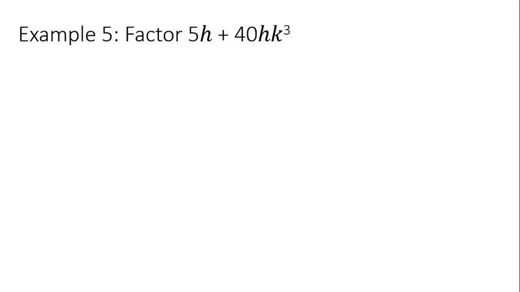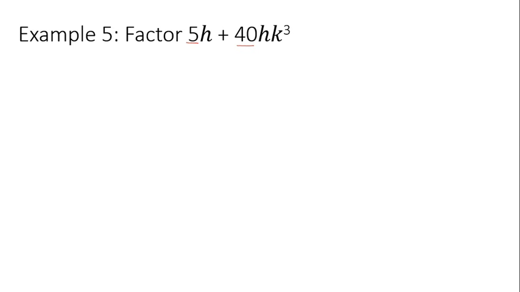Now, let's have example 5. Factor 5h plus 40hk cubed. Is 5h plus 40hk cubed a sum of two cubes? Let's check. 5 and 40 are not both perfect cubes. Meaning, from there, we cannot factor this as a sum of two cubes.